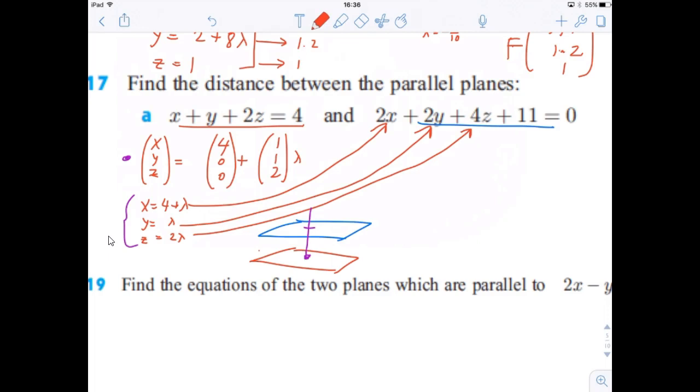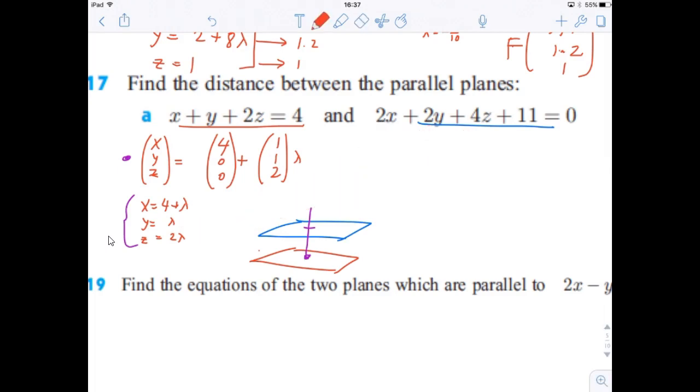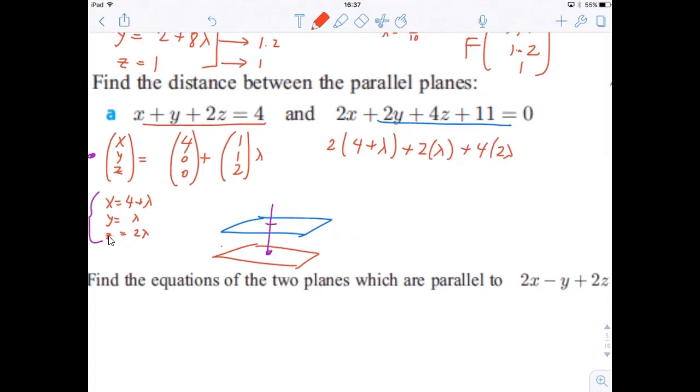distance between the planes, because if we have this new point that's on the blue plane and we already have the point that we found, which is 4, 0, 0 on the red plane, we just need to figure out the distance between the two, which we can do using the distance formula. So let's do that. I'm just going to erase this because it's kind of in the way. So we're going to put 2 times 4 plus lambda plus 2 times lambda plus 4 times 2 lambda plus 11 equals 0. So let's expand.